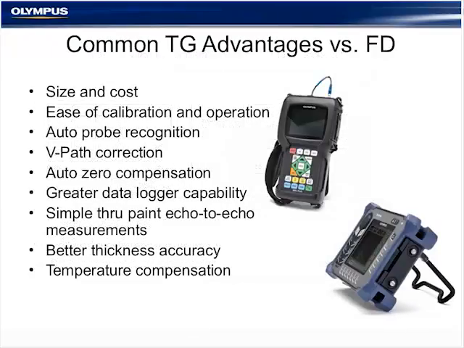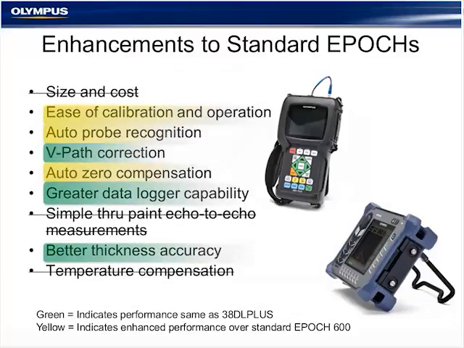So if we return to this slide that I outlined before, common thickness gauge advantages versus a flaw detector, now we can actually start to eliminate some of those advantages. This corrosion module is enhanced compared to a standard EPOCH flaw detector in some of these areas. Size and cost still may be a consideration for you to purchase a dedicated thickness gauge, but for ease of calibration, Autopro Recognition, and auto zero compensation, we've made some significant enhancements for the flaw detector with this corrosion feature.